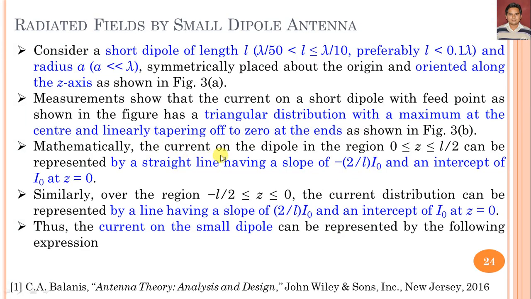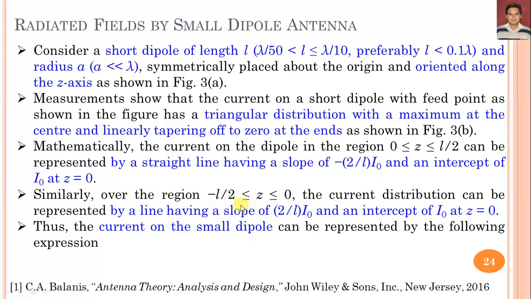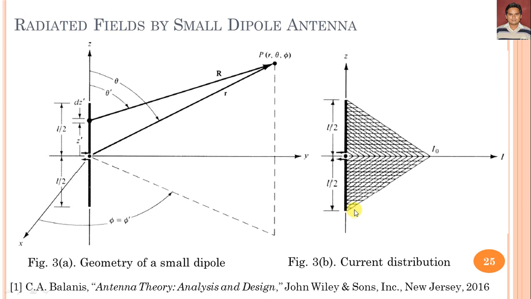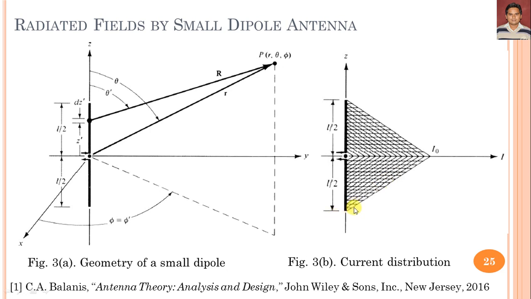Mathematically, the dipole in the region 0 to L by 2 can be represented by a straight line having a slope of minus 2 by L times I naught and an intercept of I naught at z equal to 0. Similarly, over the region minus L by 2 to 0, the current distribution can be represented by a line having a slope of 2 by L times I naught and an intercept of I naught at z equal to 0. So here the current is increasing, with slope plus 2 by L times I naught.